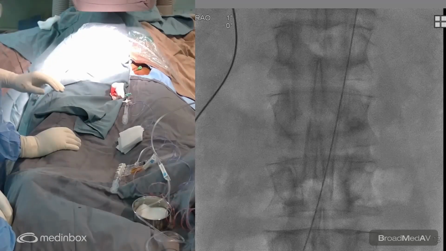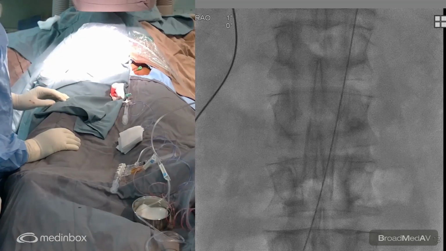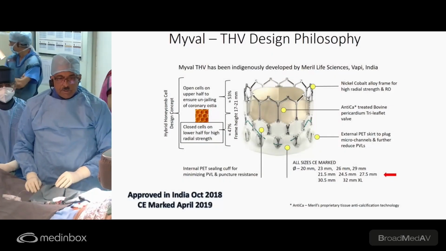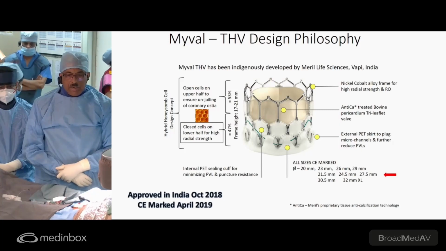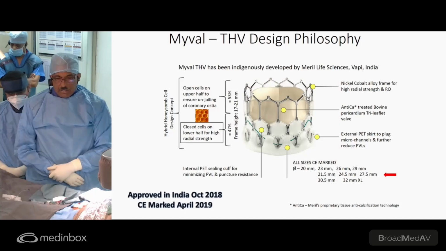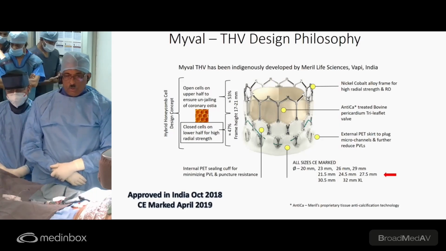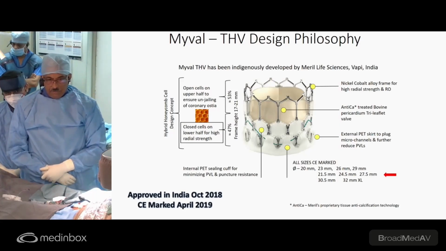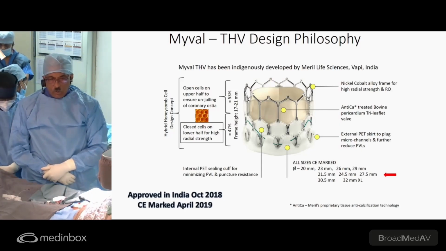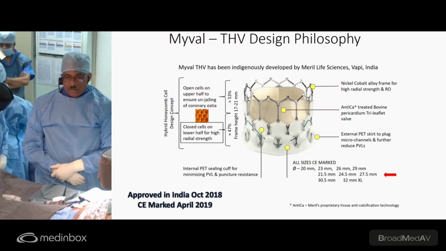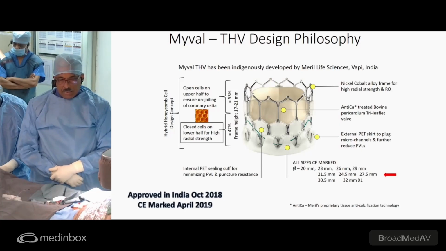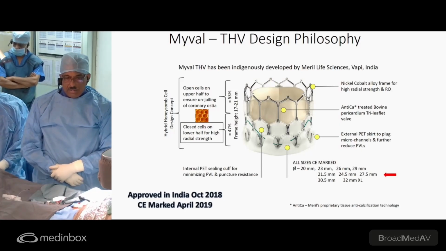Now, if you look at the Meril valve, can we go to the previous slide? The Meril valve is a balloon expandable valve made in India. It's approved in India in 2018 and CE marked in April 2019. On looking at the valve, we think it's about 22 millimeters is what we need to do. So we're going to take a 23 millimeter valve, which is about 14.6% oversized, and go 1 ml less, which is about 4%, which will be about 22 millimeters. Now, if you look at the Meril valve, it has a closed cell and an open cell design.